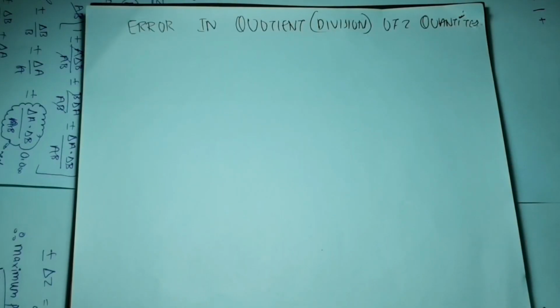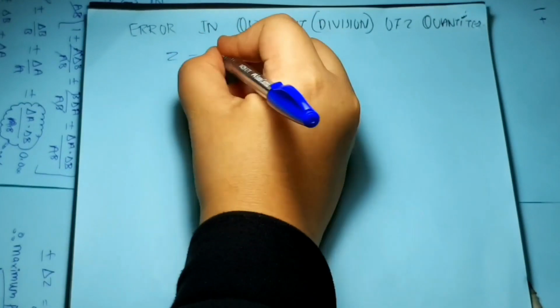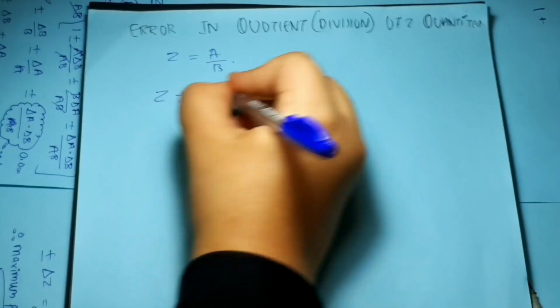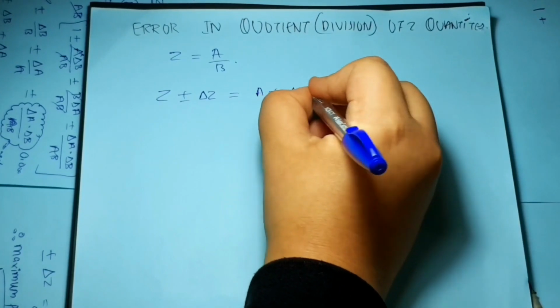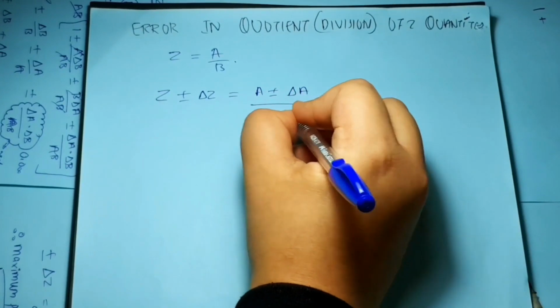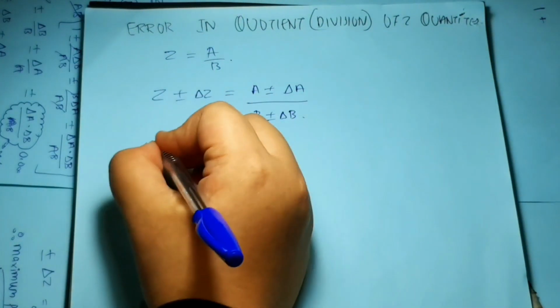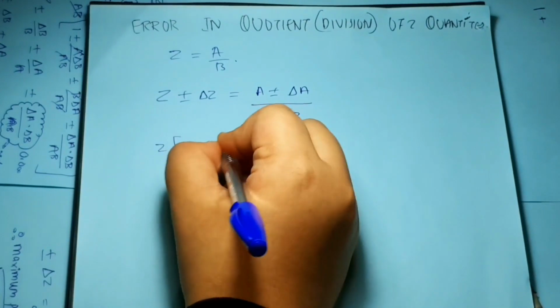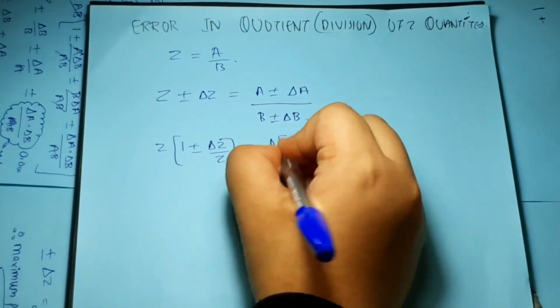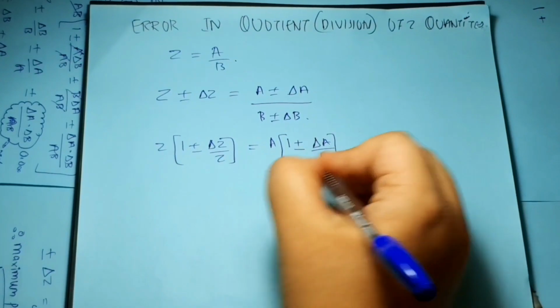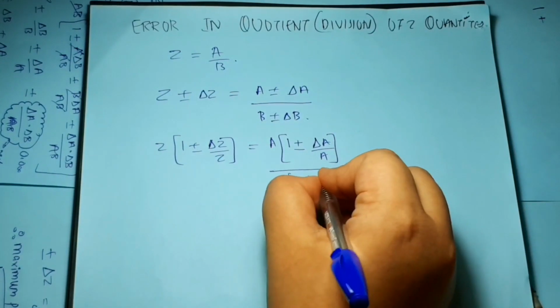Okay, now let's do the error in quotient, division of two quantities. It's very simple, like product, but let us move on now. So let us again have Z is equal to A divided by B. Simple, yes. You can have errors to it. So you can have it this way: A plus or minus delta A divided by B plus or minus delta B. And like in the product, you can take out the Z and A by B outside in a very simple manner. It's going to be Z equals A times 1 plus and minus delta A by A, divided by B times 1 plus and minus delta B by B.